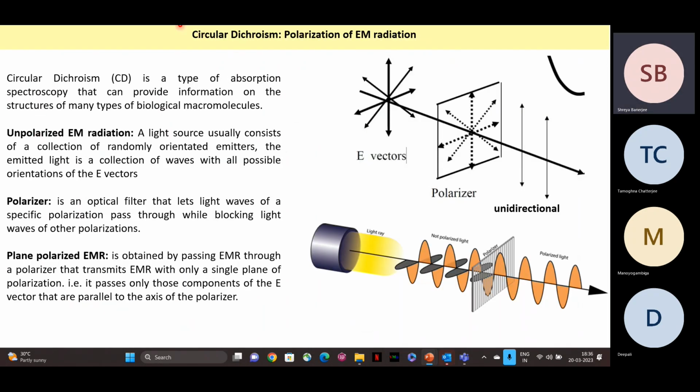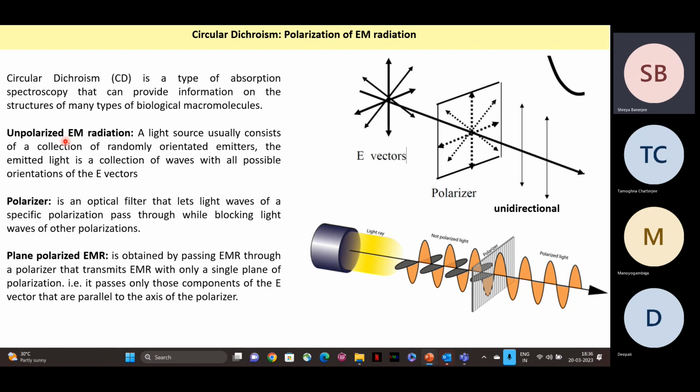The next kind of spectroscopy is known as circular dichroism. Circular dichroism, or CD, is a type of absorption spectroscopy that can provide information on the structures of different biological macromolecules. There are certain terms that we need to understand before we go into CD.